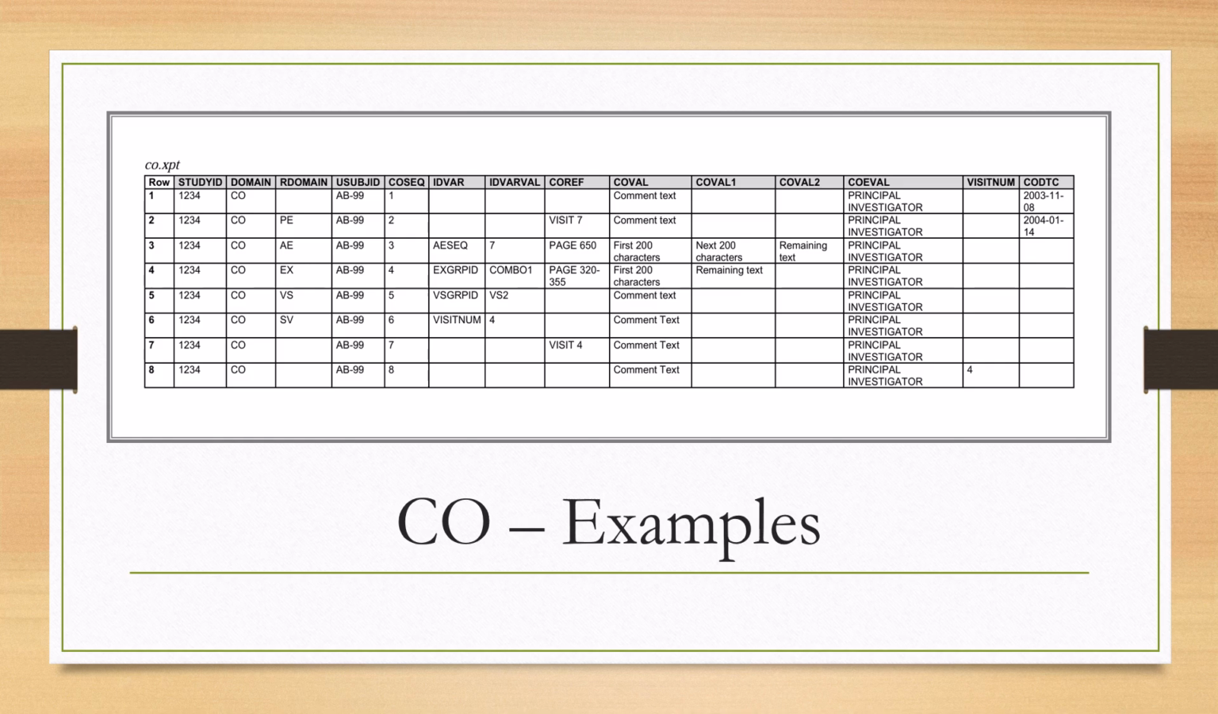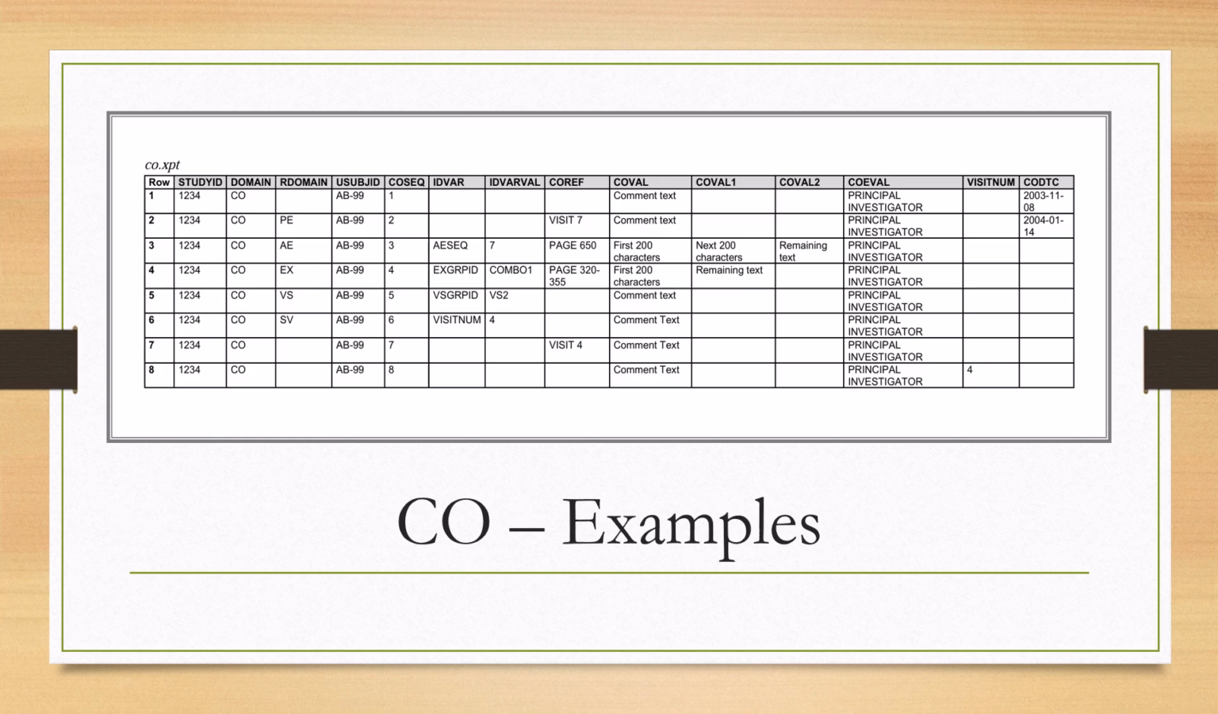Records 4 and 5 are similar examples to AE. The only difference is that in the fourth row, the IDVAR is EXGRPID, and the fifth is for VSGRPID. That means the comment which is given is applicable to multiple records. For the fourth record, the EXGRPID is COMBO1, which means the comment in row number 4 is related to the records where the group ID equals COMBO1. That's why it is mentioned in IDVAR and IDVARVAL, and we have the domain EX. The same is the case with row number 5, which is applicable to the vital signs domain here.